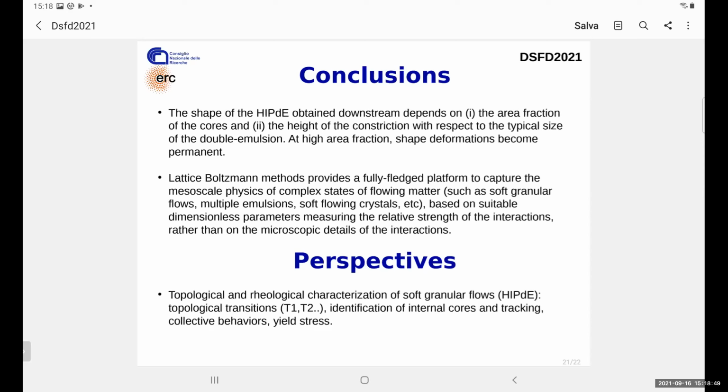As a final statement, once again, I would conclude saying that lattice Boltzmann has provided, at least in these two cases, but we've also used it in other situations, a fully fledged platform able to capture the mesoscale physics of this complex state of flowing matter. I've shown some of them, such as multiple emulsions, soft granular fluids, and so on, relying on a mesoscale description of the physics, completely neglecting what happens at the much lower length scales, such as the nanometer or the molecular scales.